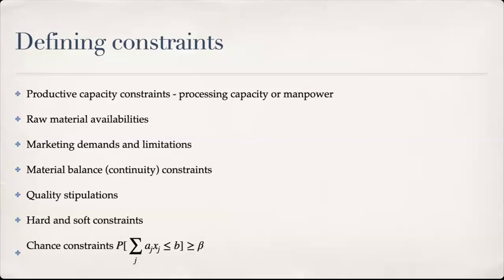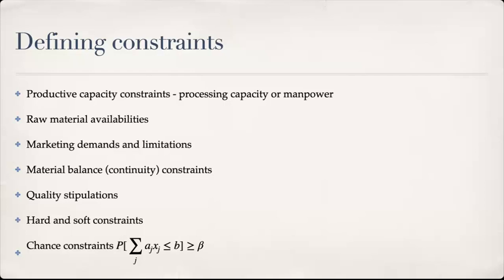It should be formulated as equality or inequality constraint for productive capacity. Inequality? Equality. Okay, what happened if we formulate it as equality constraint?